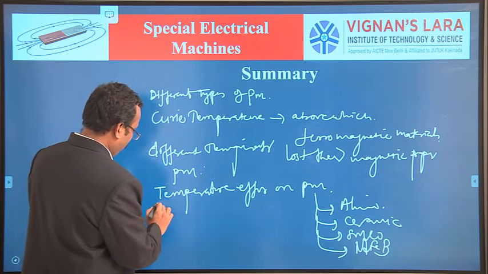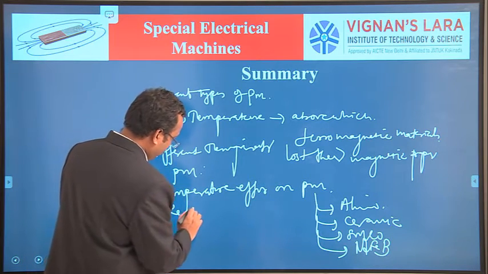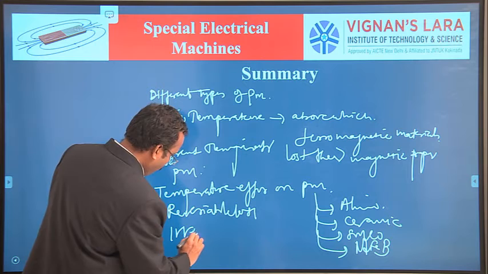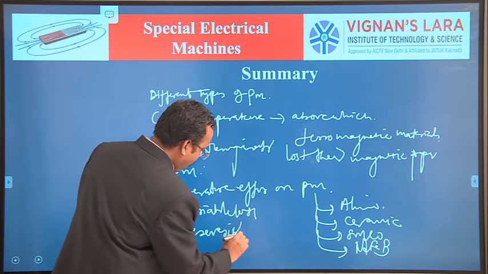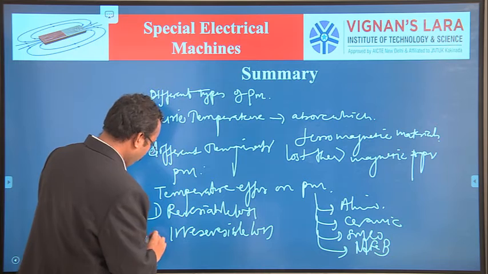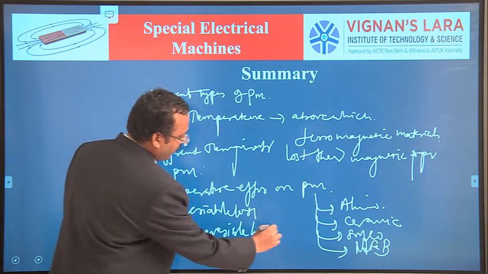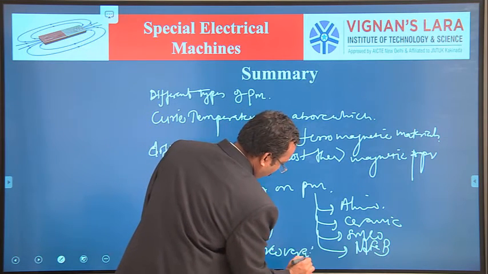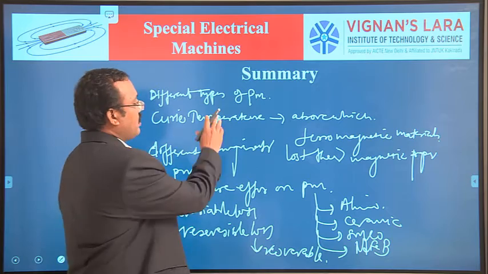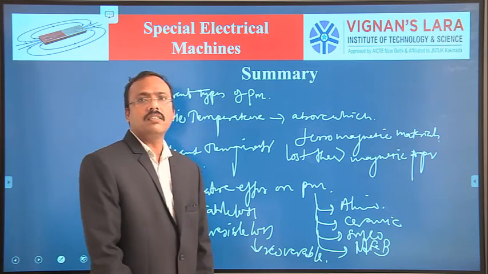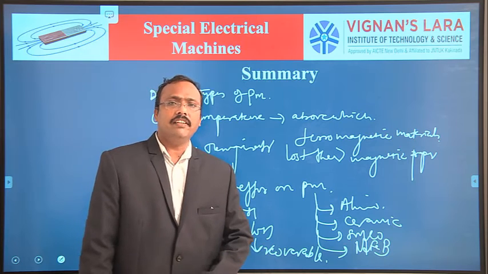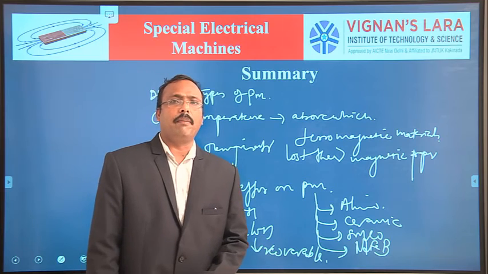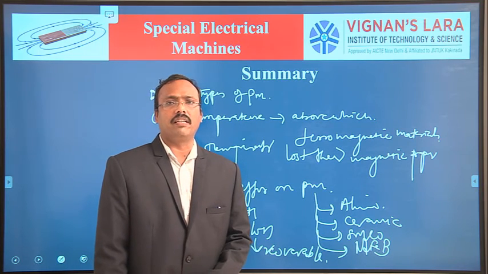We studied three types of losses: reversible loss, irreversible loss, and reversible but recoverable loss. So we have studied all these important points in this class. In the next class, we will see how to handle permanent magnet materials and the properties of permanent magnet materials. Thank you.